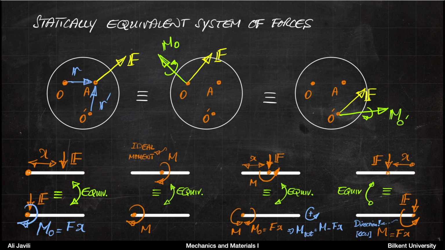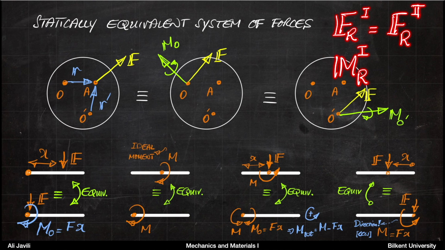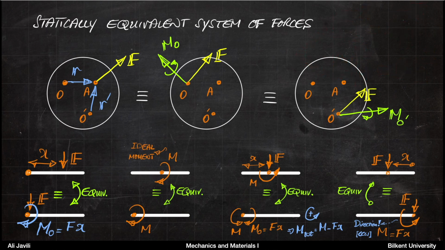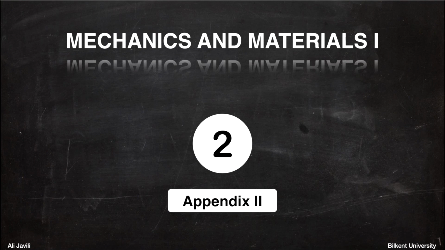So again, let's say system 1 and system 2 are equivalent if the resultant force in the two systems are equivalent, and if the resultant moments in the two systems are equivalent. Okay, so you need to have both of them to call two systems equivalent. I hope this clarified the question that some of you asked.